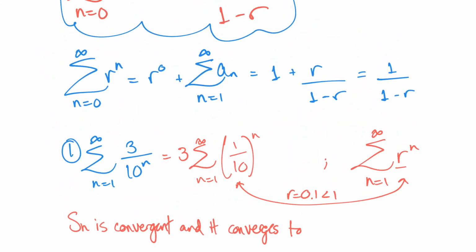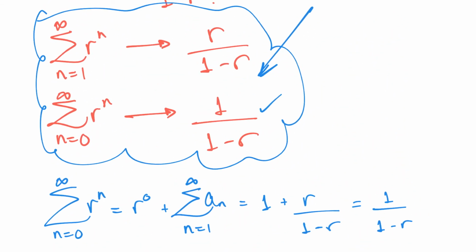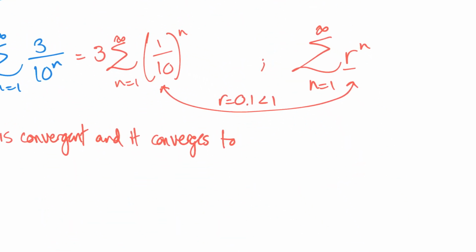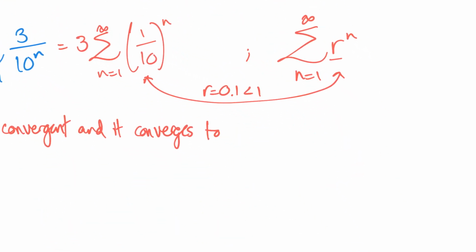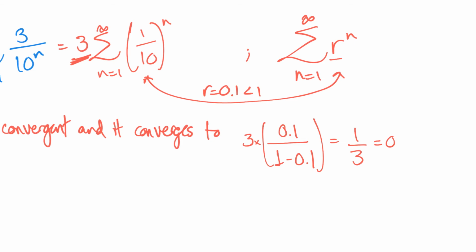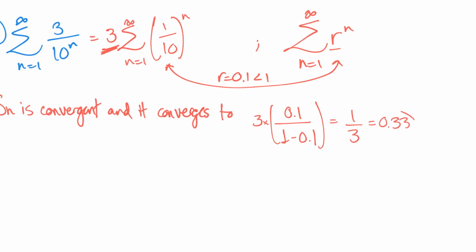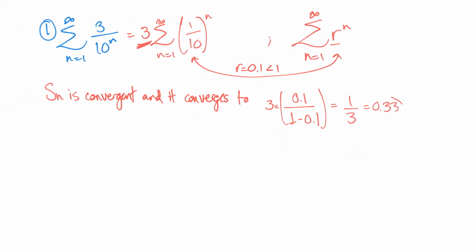Remember, guys, if the counter starts at 1, we use this expression. So r divided by 1 minus r. So I have 0.1 divided by 1 minus 0.1. But I've got the 3 here. So 3 times all of this. And basically, we're going to get 1 over 3, which is the same as 0.33. That goes on forever. Okay?